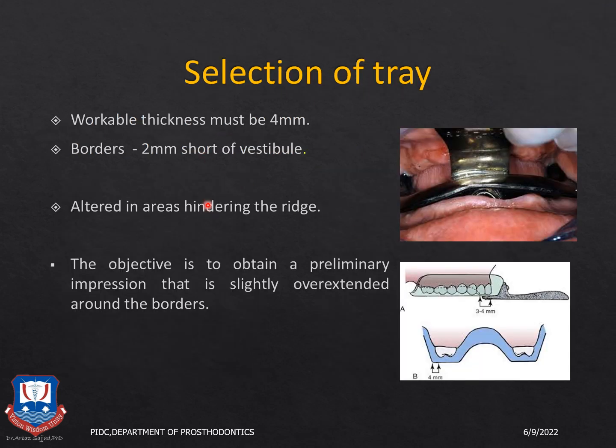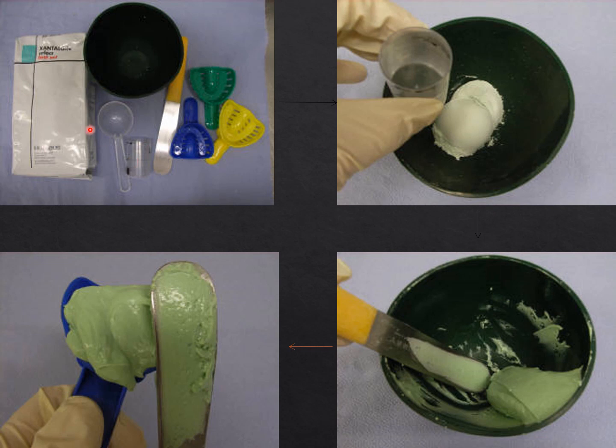And coming to the selection of the trays for impression making, you take stock trays which cover the entire denture basal seat area, starting from the labial frenum to the hamular notch. There should be 2 mm of space between the denture borders and the vestibular depth, and the tray should provide at least 4 mm of space for the impression material for making the impression, because if the space is less, it will result in the tear of the impression or the exposure of the tray. So moving on, basically all of you know this.